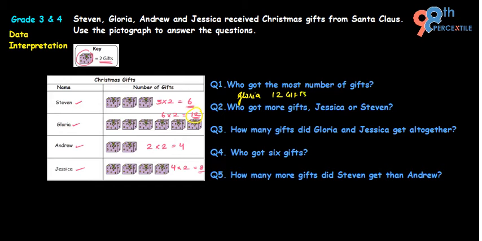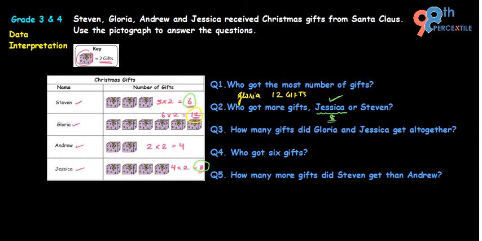Let us go ahead and read the second question. Who got more gifts, Jessica or Stephen? Jessica has received 8 gifts and Stephen has received 6 gifts. So it is clear that Jessica is the winner here. Jessica has received more gifts. How many? Jessica has received 8 gifts.